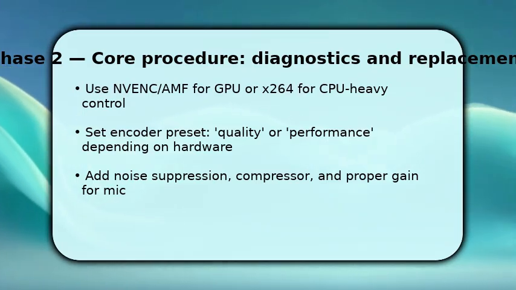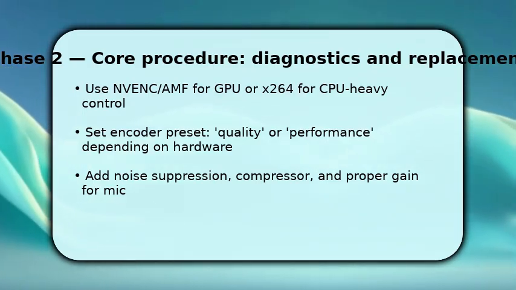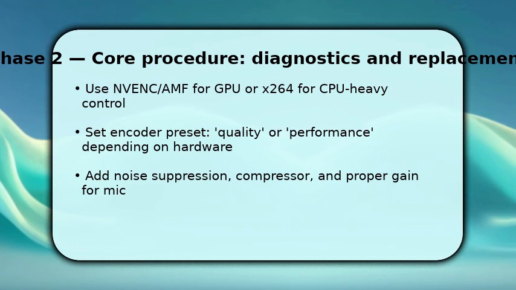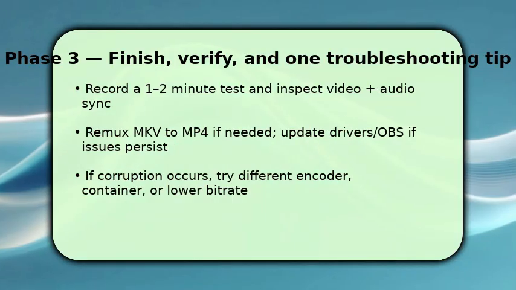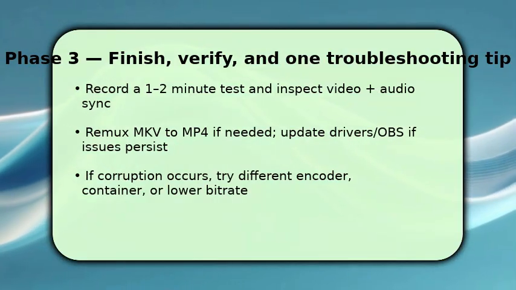For audio, add noise suppression and a compressor on your mic track. Set monitoring on, and adjust gain so peaks sit near -6 dB, but never clip. Finish by running a focus test recording and watch it all the way through.